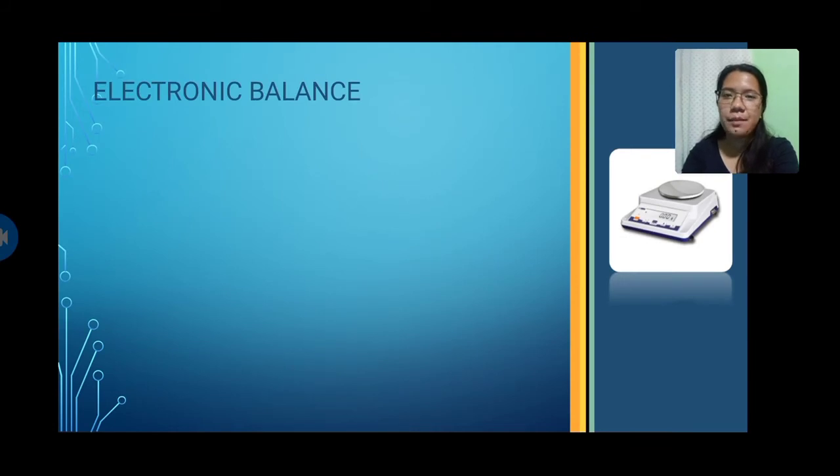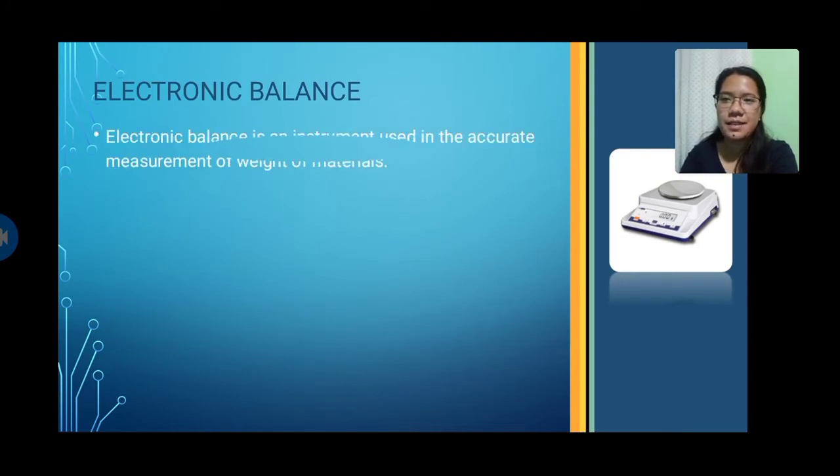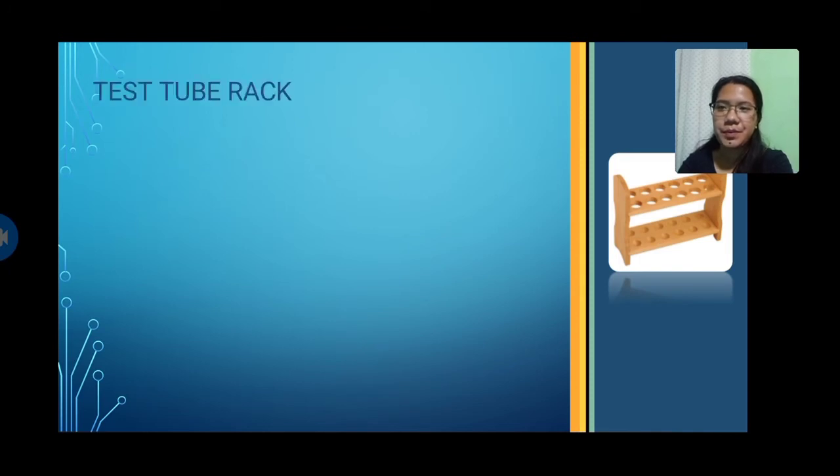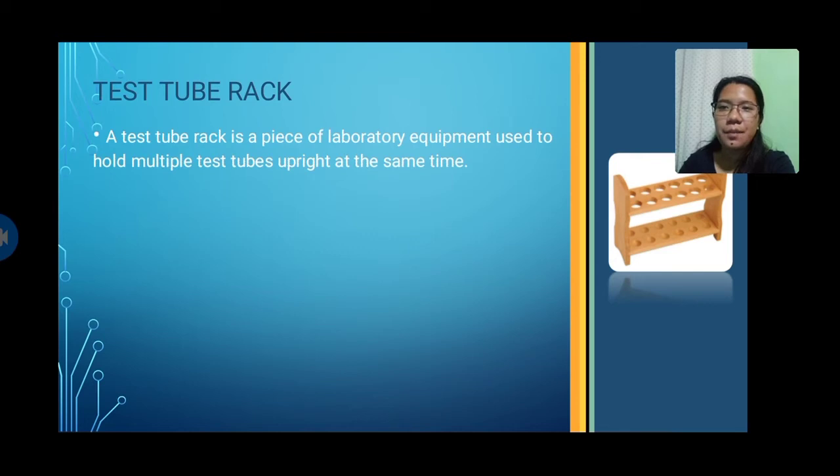Next laboratory apparatus is electronic balance. It is an instrument used in the accurate measurement of weight of materials. Test tube rack. It is a piece of laboratory equipment used to hold multiple test tubes upright at the same time.